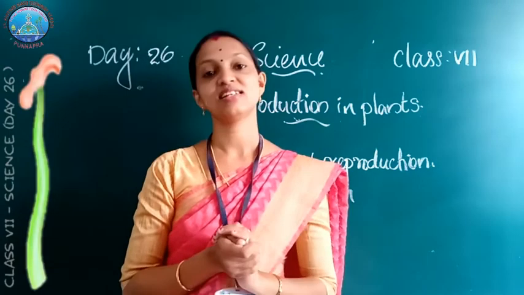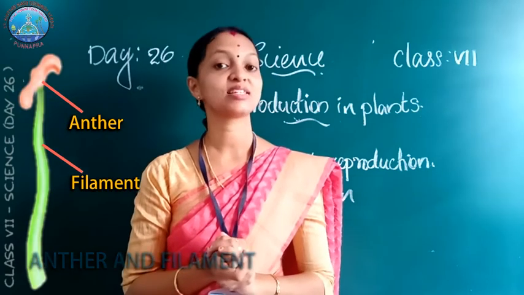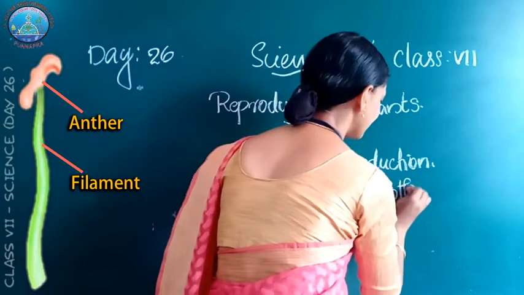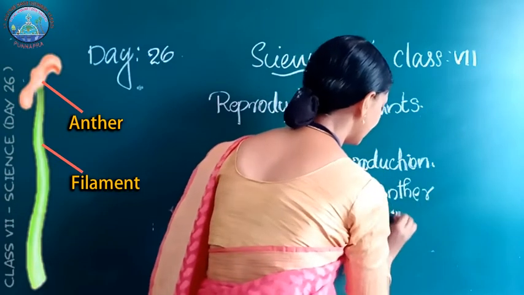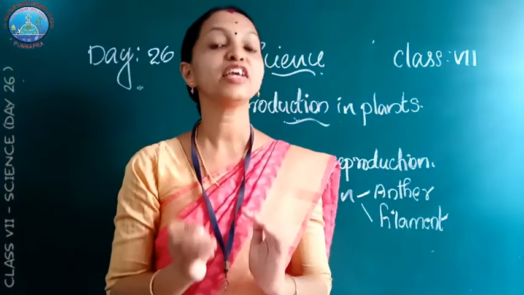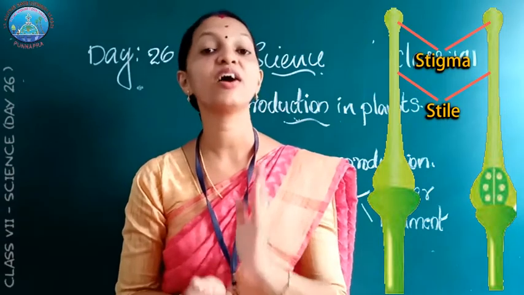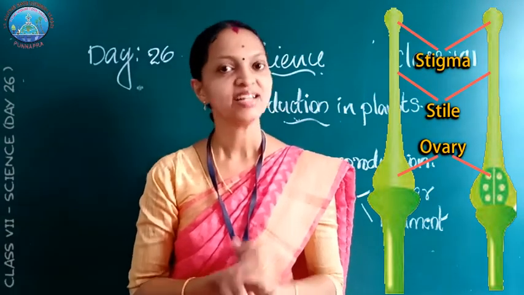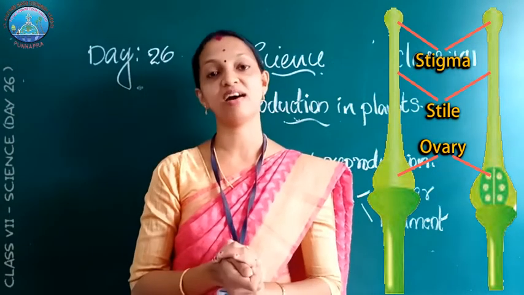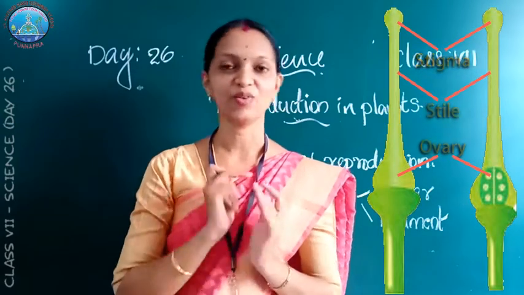The stamen consists of anther and filament. And the female reproductive part pistil consists of style, stigma and ovary. Once more, style, stigma and ovary.